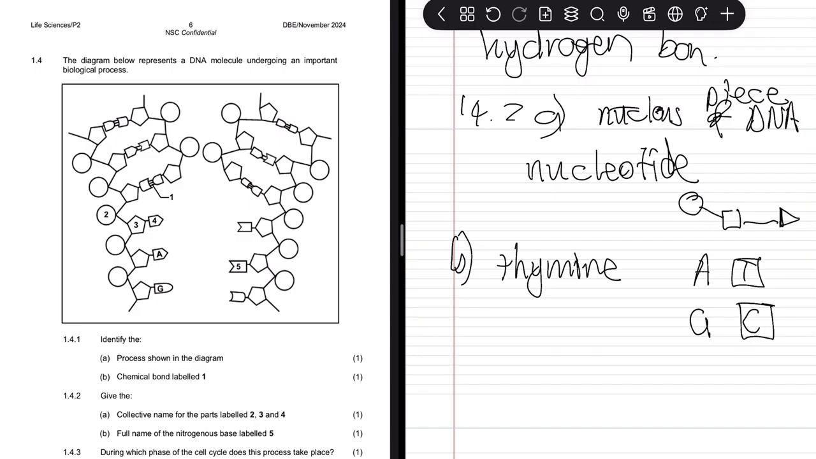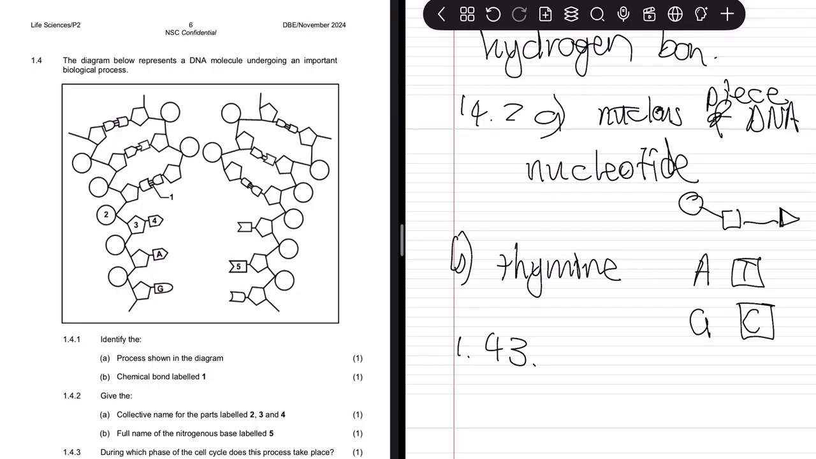All right, 1.4.3. During which phase of the cell cycle does this process take place? Now we have 1 mark, but I'm thinking, what do you mean the cell cycle? I'm thinking of the menstruation cycle. When does the cell go through something where it will break down, it will bleed at the end? Oh, meiosis. You remember in meiosis, things break down, right? So when in meiosis would this happen?